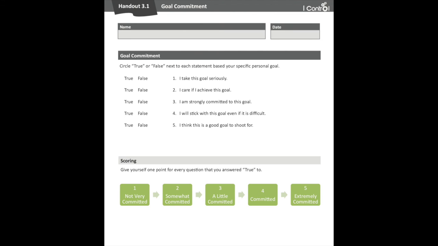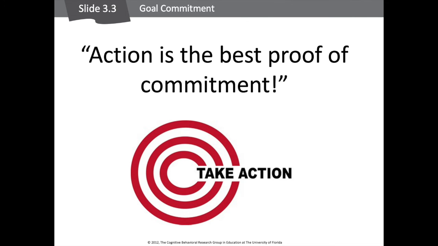To score your answers, count 1 point for each question that you circled true. Add up your points for your total score. When you are done, press play. A score of 5 is most committed. A score of 0 is least committed. The activity you just completed helped you to see how committed you are to your goal. The more committed you are, the more likely you are to reach your goal. The best way to see commitment is if you act on your goal and try to make it happen.